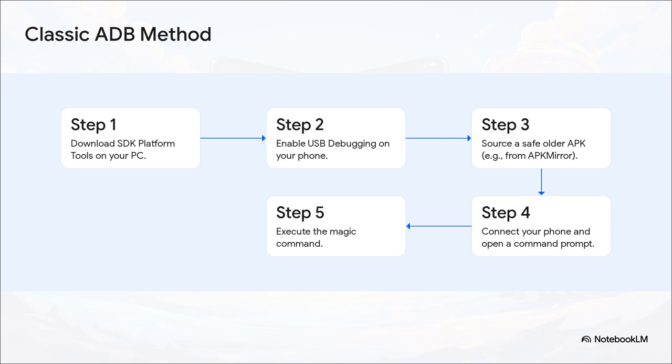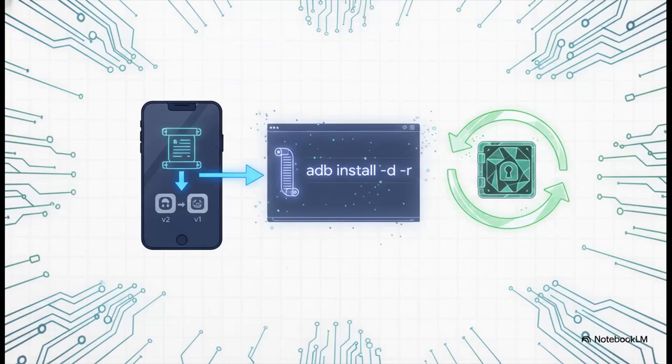You download Google's official tools on your computer, you flip on a developer setting on your phone called USB debugging, and then you find a safe, older version of your app. And please, it is critical you only use trusted sources for this, like APK Mirror. After that, you just connect your phone, and you're ready to type in the one command that does all the heavy lifting. And here it is.